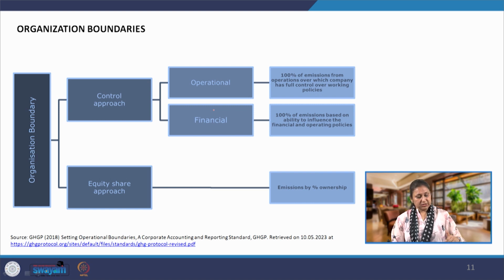The second approach is the equity share approach, which is clearly the equity, or the percentage of ownership, that the company has in the subsidiary company or the smaller company which is supplying to the parent company. So, depending upon the percentage equity, the ownership that is there, it will have that percentage of emissions accrued to the bigger company.